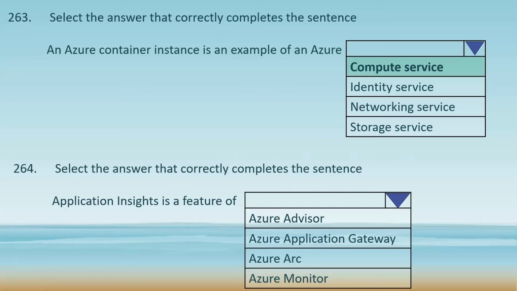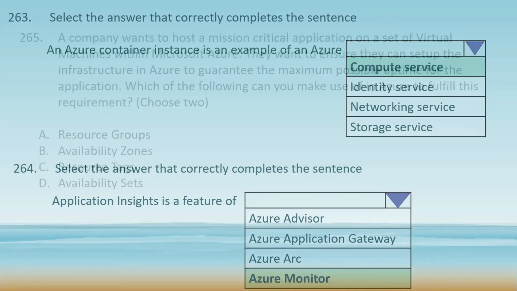Question number 264. Again, you have to complete a sentence. Application Insights is a feature of which of the following: Azure Advisor, Azure Application Gateway, Azure Arc, or Azure Monitor? And here the correct answer is Azure Monitor. Application Insights is a feature of Azure Monitor. Let's look at question number 265.